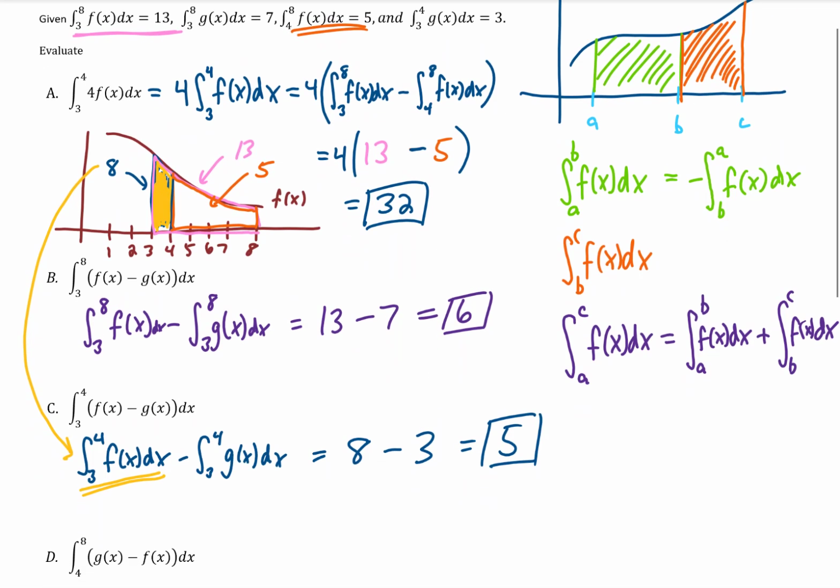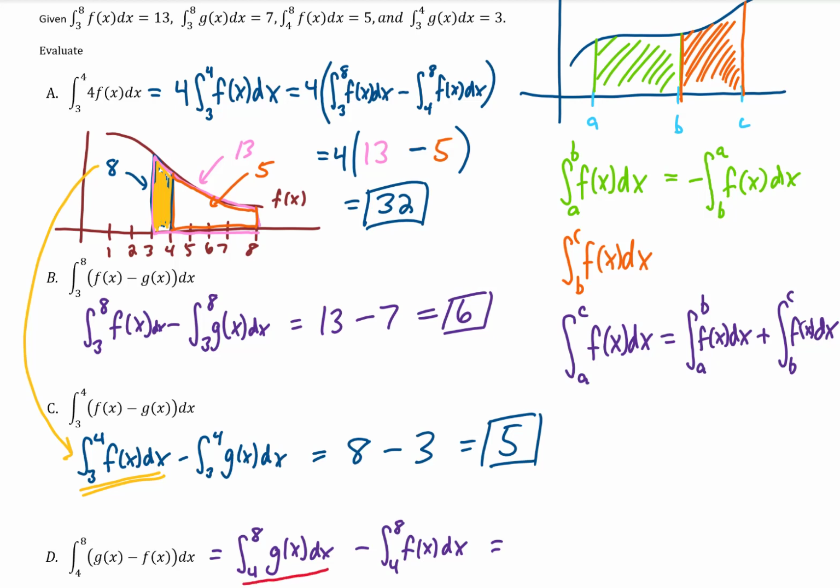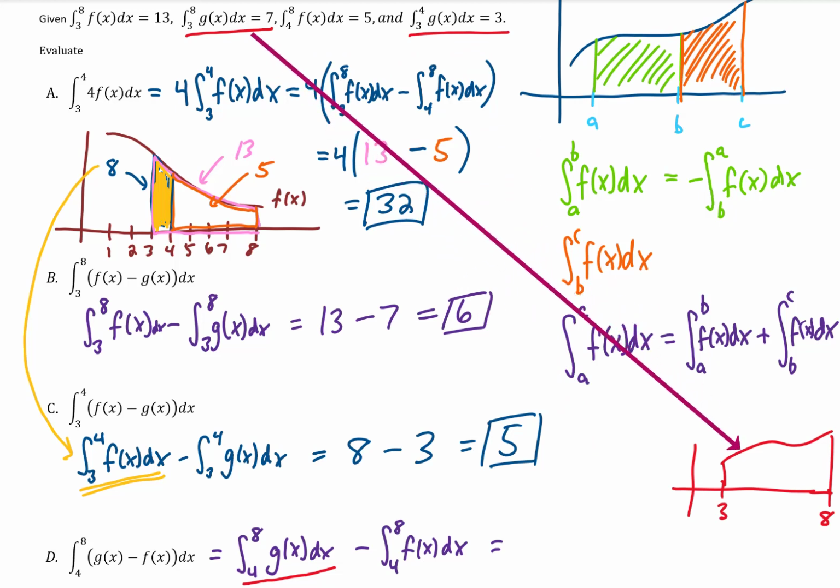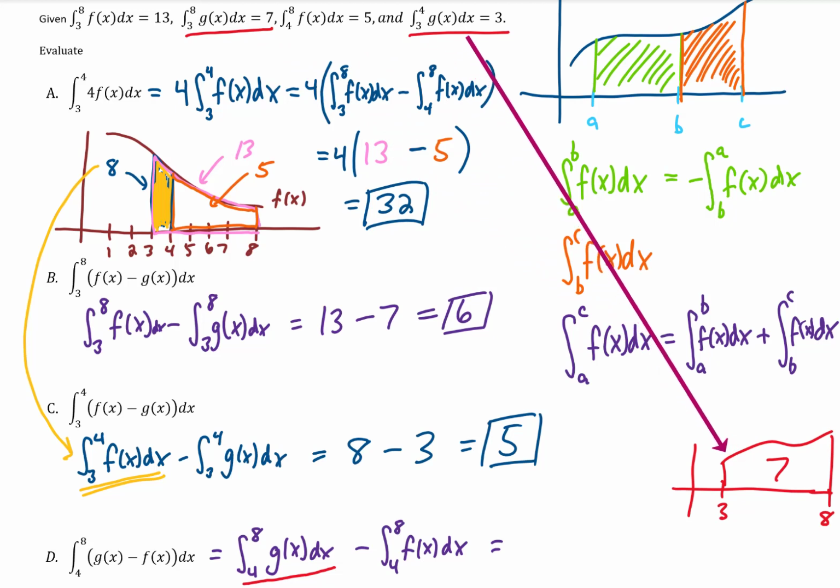Let's keep moving. We can again split this integral into two pieces. Our first piece asks us for the integral evaluated from x equals 4 to x equals 8 of our function g of x. To get this value, we need to combine the information that we're given here and here. Notice that this first integral tells us that the area underneath this curve between x equals 3 and 8 is 7, and the second integral tells us that the area under this curve between x equals 3 and x equals 4 is 3.